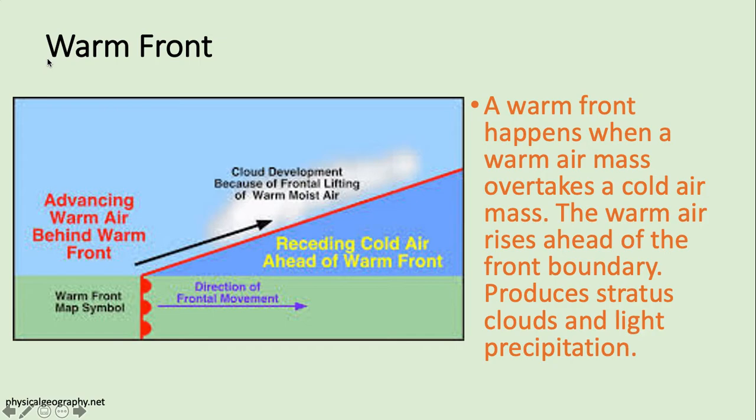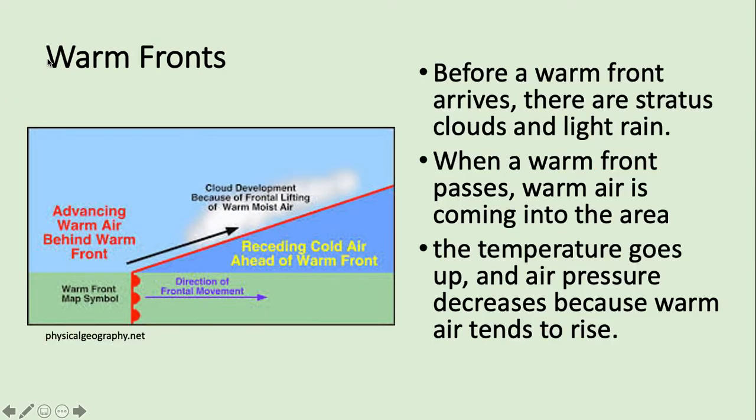At a warm front, you have a warm air mass overtaking a cold air mass. The warm air rises ahead of the front boundary, producing stratus clouds and light precipitation. Before the warm front arrives, you get those stratus clouds and the light rain. When a warm front passes, warm air is coming into the area, so the temperature should go up and the air pressure decreases because warm air tends to rise.